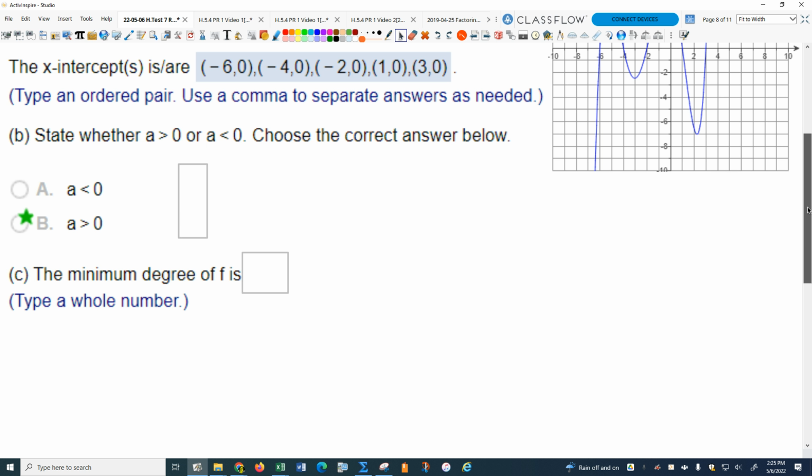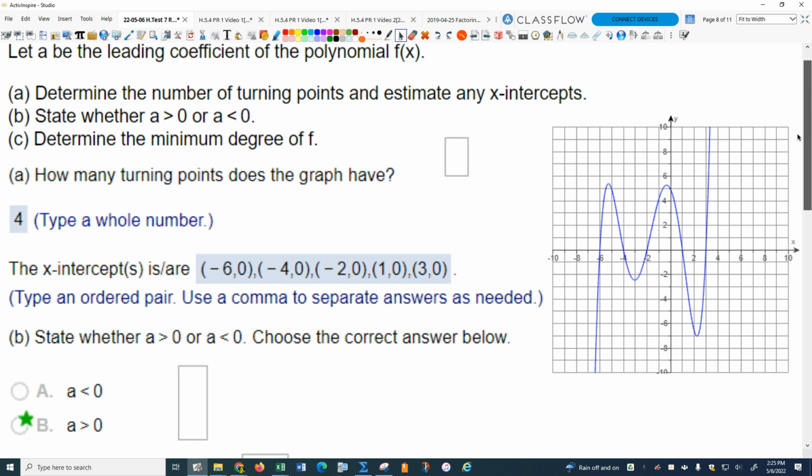The minimum degree. So what's the minimum degree given the fact that we have 5 X-intercepts and 4 turning points? It's got to be 5. It has to be odd, doesn't it? Because the end behavior is odd. And so 5 is the answer.